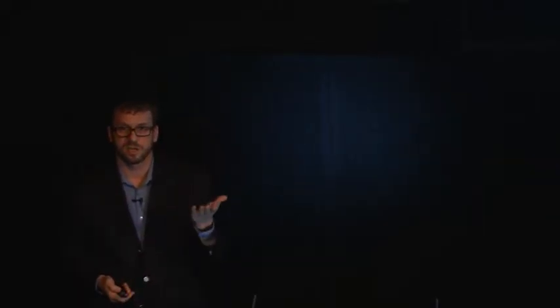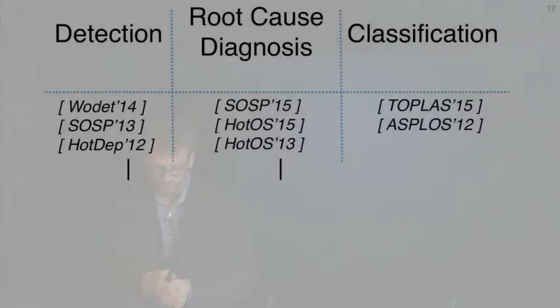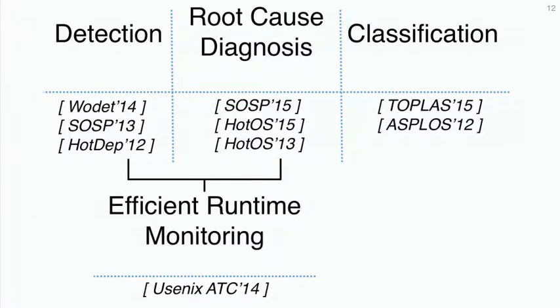Now, targeting in-production bugs increases the complexity of the problem, because we need to design efficient techniques to not hurt user experience. And that's why I also design infrastructure for efficient runtime monitoring that enables some of these techniques to be usable in production.